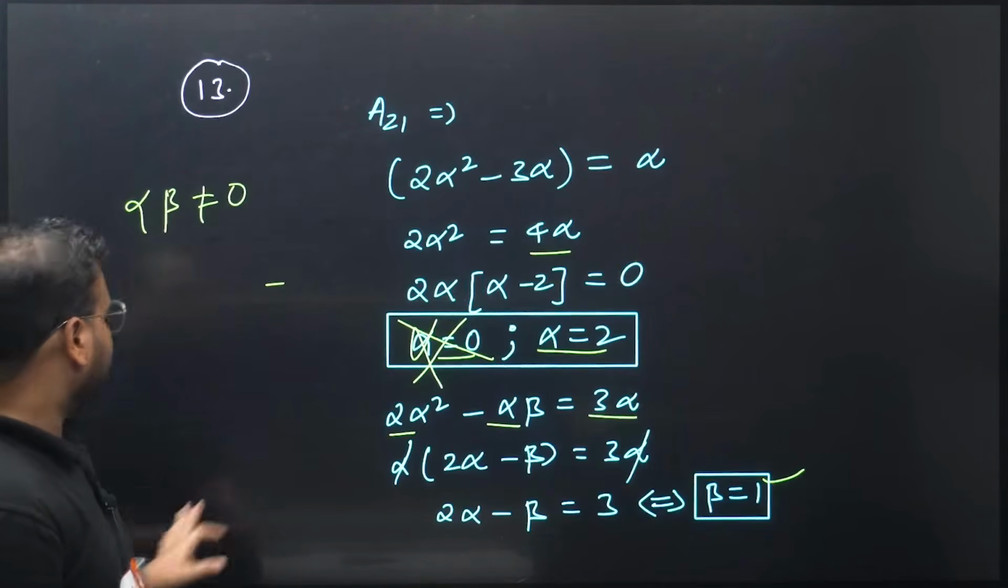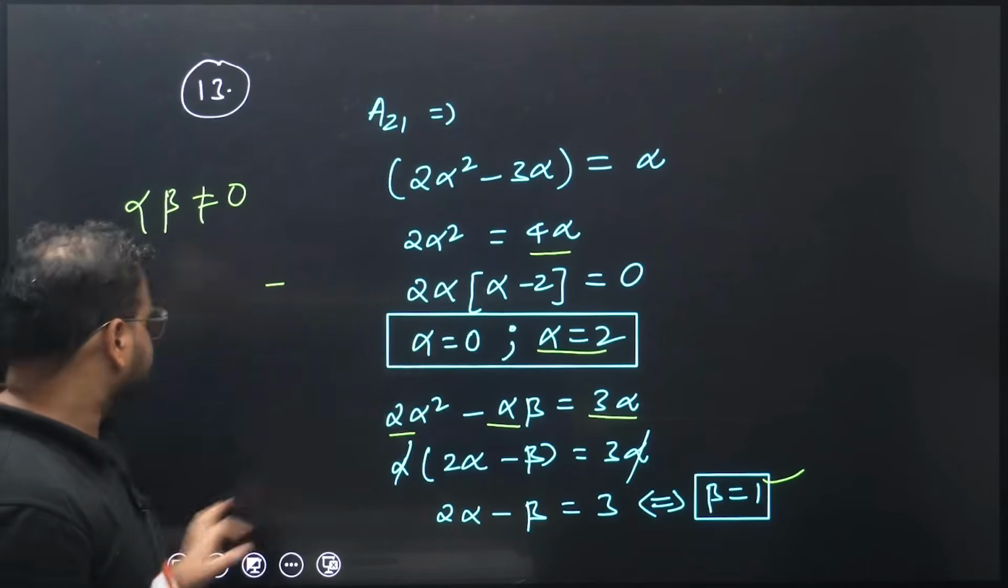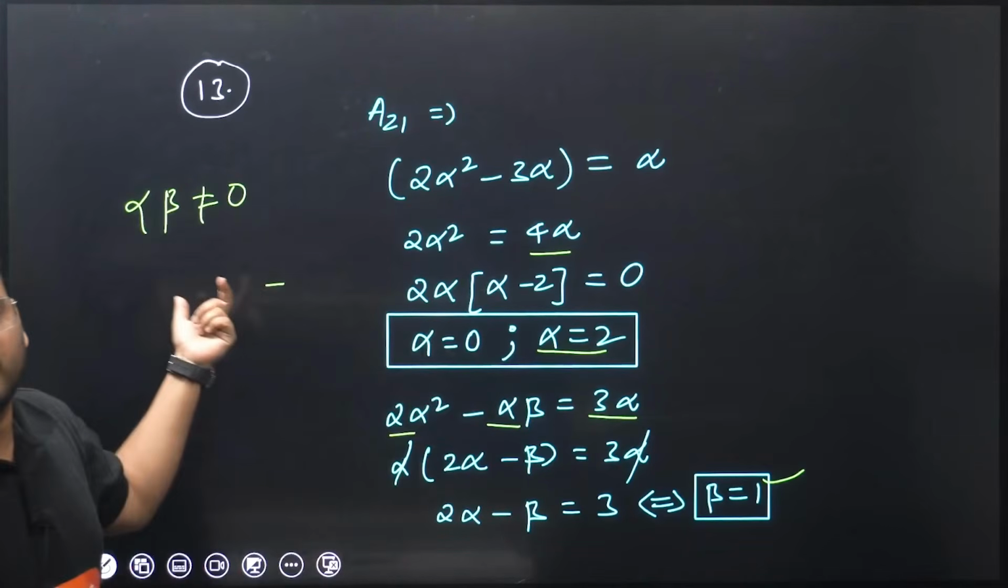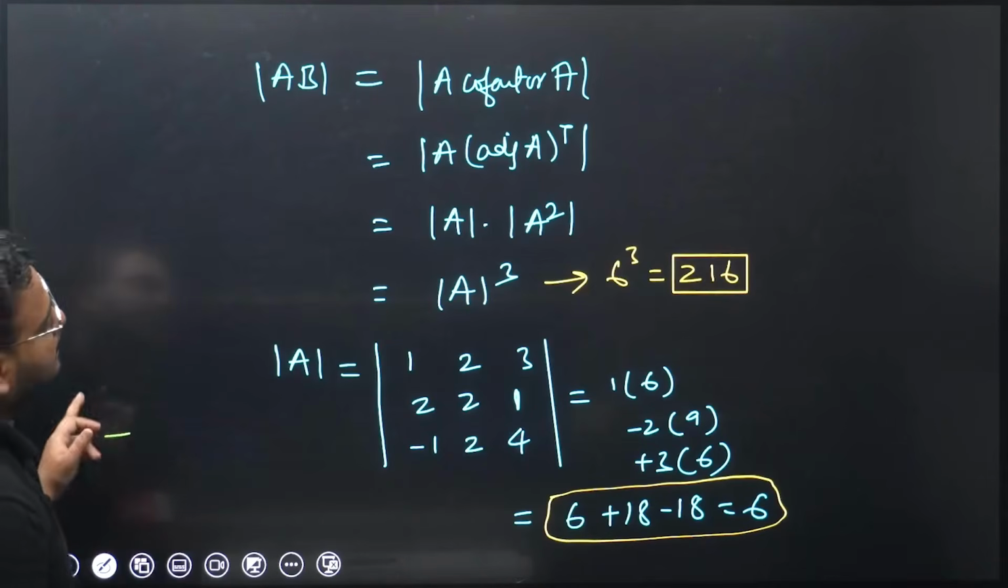Okay. I can erase these markings. Yeah. So I hope all of you know why I have not taken alpha as 0, because of the non-zero product of alpha and beta. Okay. This is clear. So this is done.